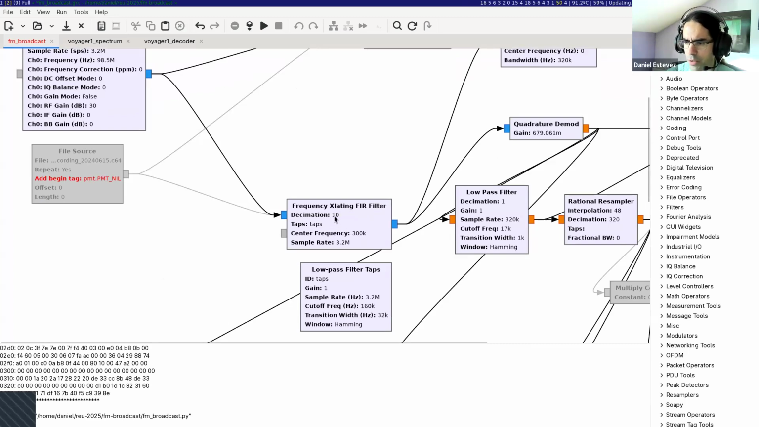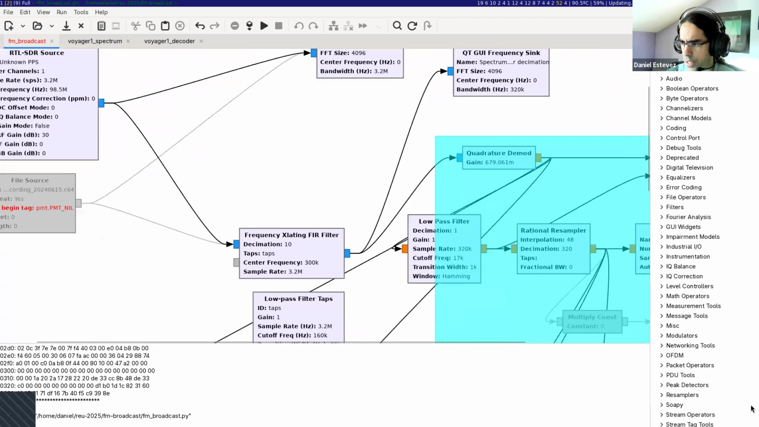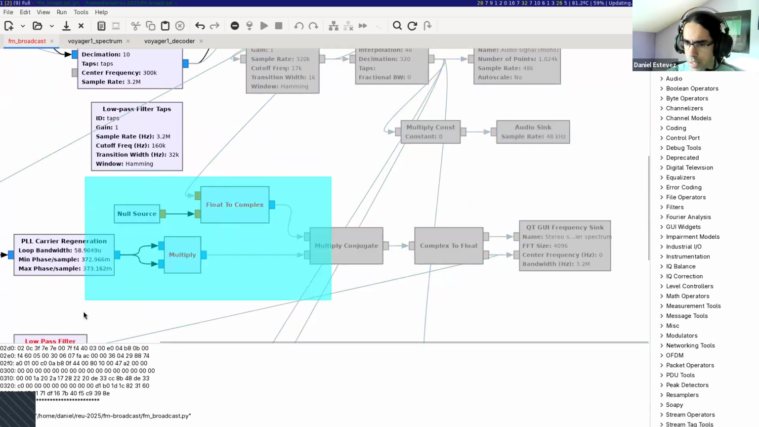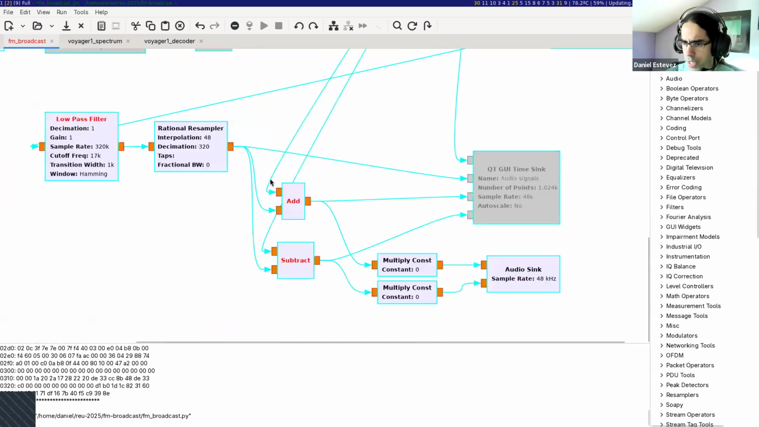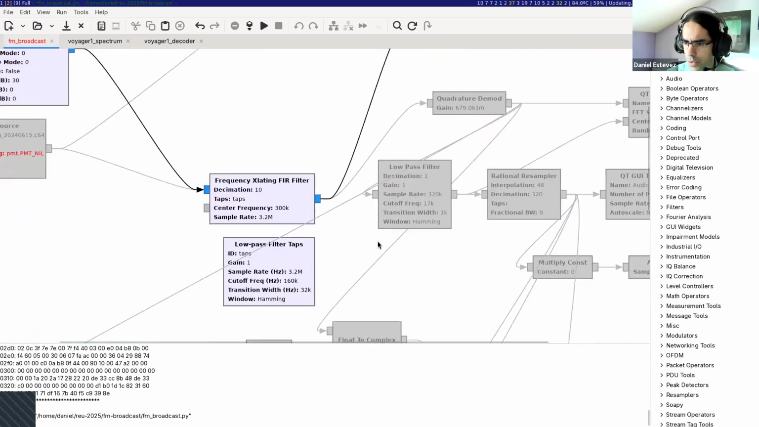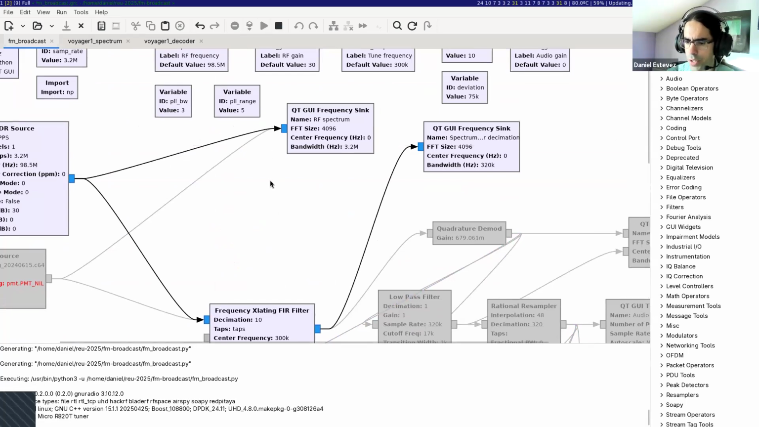The same thing as before: I want to decimate to something which is reasonable for FM. We will see what the bandwidth of your typical FM signal is. Then I have that on the low pass filter taps. The rest of the flow graph I'm going to disable, because I will explain it step by step. But for now, we have things that we already know how they work. Let me show you all of this.